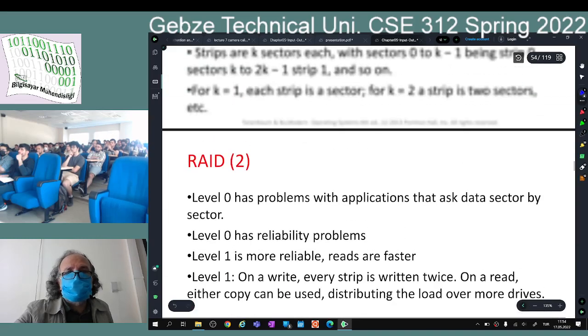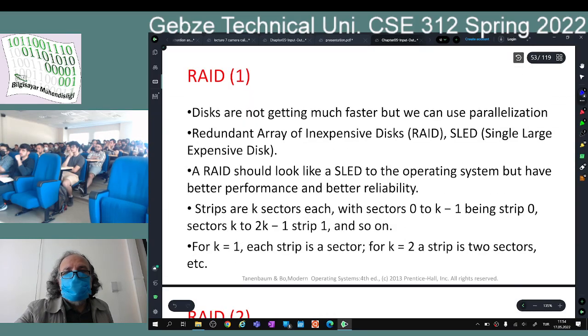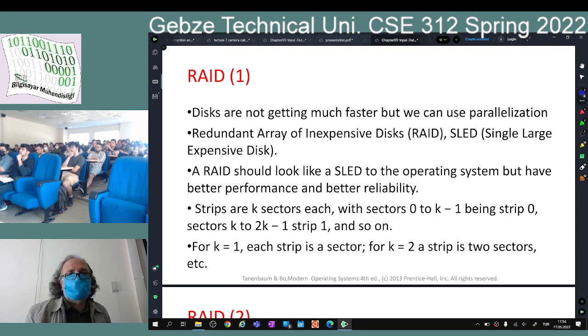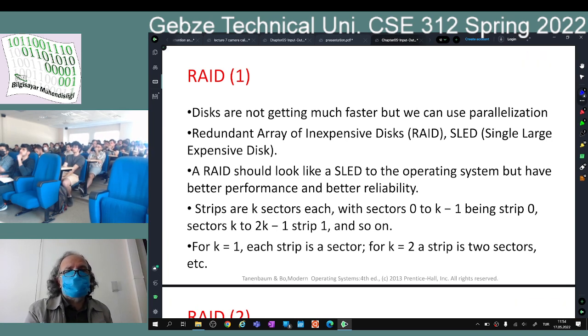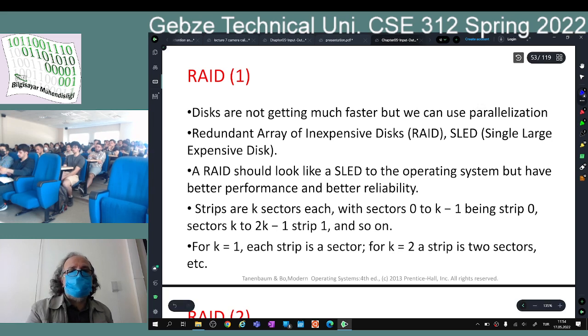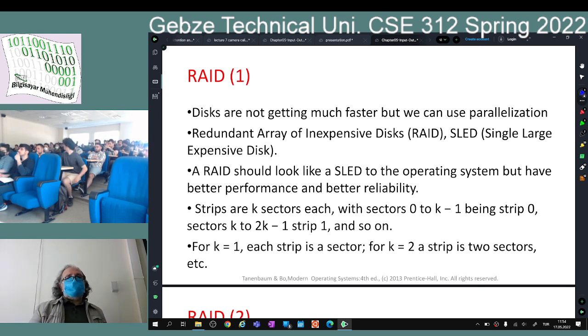So those drives are called single large expensive disk. Instead of using single large expensive disk, if such a thing exists, we use redundant array of inexpensive disks. So, the idea of parallelization. Of course, these are just the pictures. Things are not as simple as they look. There are many problems. Let's look at the types of the RAID structure.